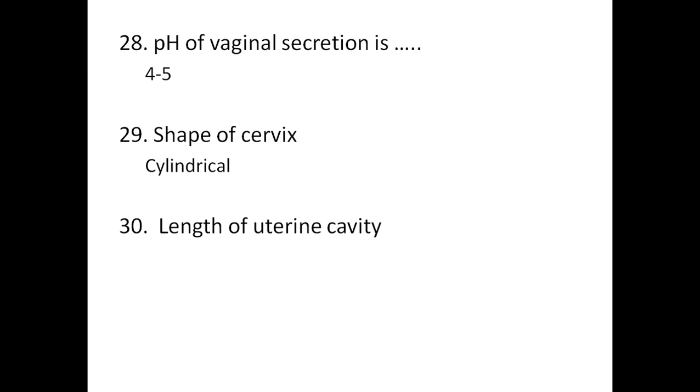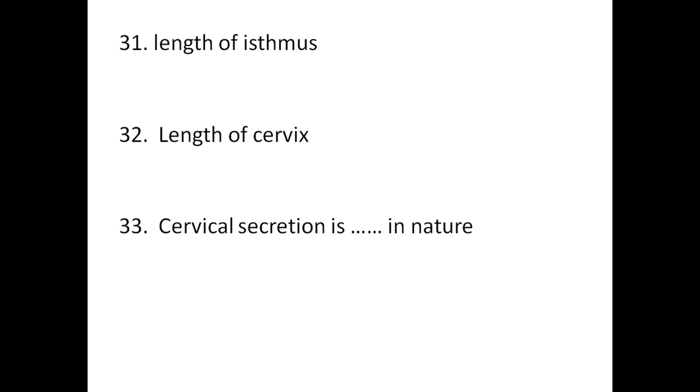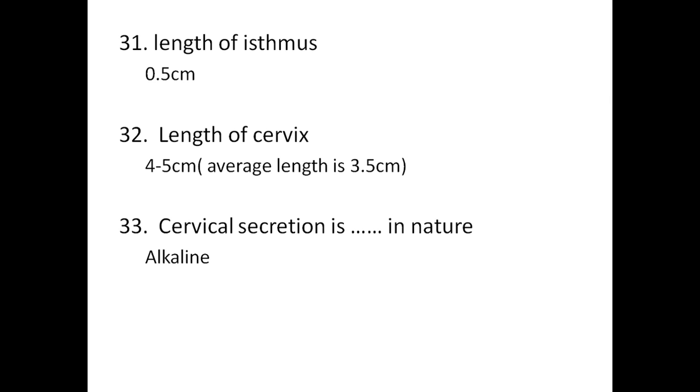The shape of the cervix is cylindrical. The length of the uterine cavity is 3 inches, which is almost 7.6 centimeters. The length of the isthmus is 0.5 centimeter. The length of the cervix is 4 to 5 centimeters. The average length is 3.5 centimeters. The cervical secretion is alkaline in nature.